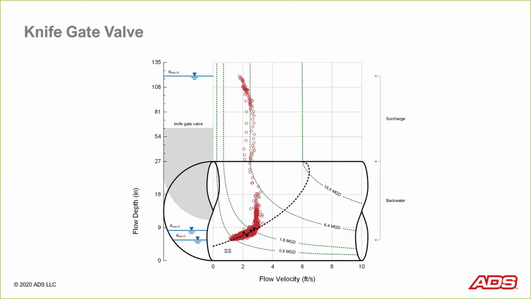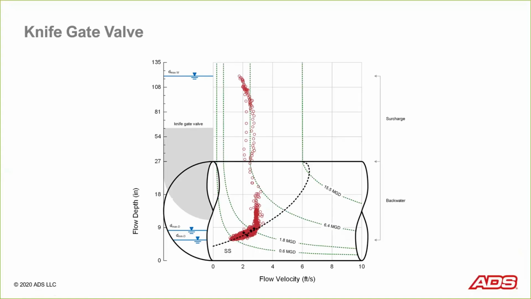Now the question becomes, why would this knife gate be here? It's causing obstruction. It's causing a problem. Under the right circumstances, it could cause an SSO. Turns out this knife gate happened to be installed at a boundary point between an agency and a satellite agency. So you have one community discharging into another.